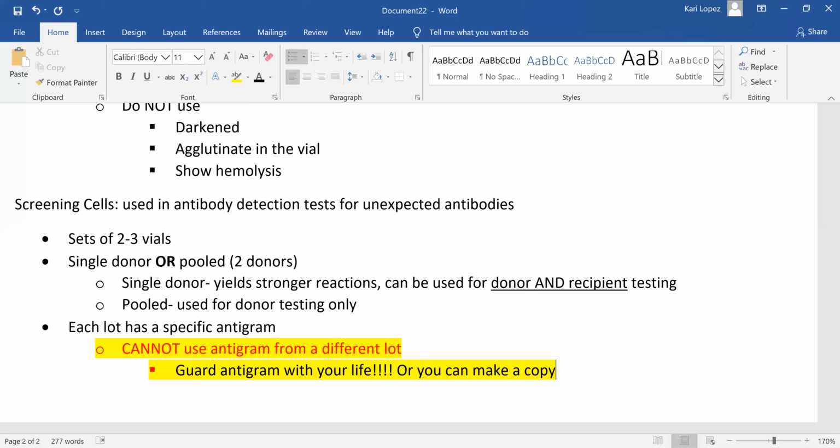And I think that's generally suggested whenever you get a new lot in or receive any supplies, to just go ahead and take that antigram and make a copy and put it in a binder somewhere. That way, if that one gets messed up or lost or destroyed in whatever way, unusable in whatever way, you have a copy to use and go off of.